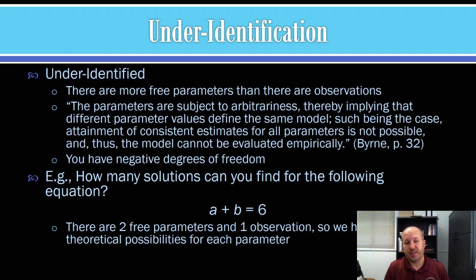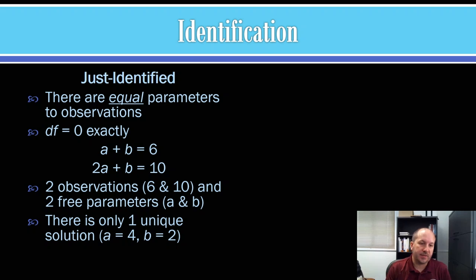The main problem here is that you have too many parameters, so your computer cannot give you consistent estimates for your model, because we have here a + b = 6, lots of different answers, lots of different possibilities. Just identified is when there are equal parameters to observations. This happens when you have absolutely 0 degrees of freedom.